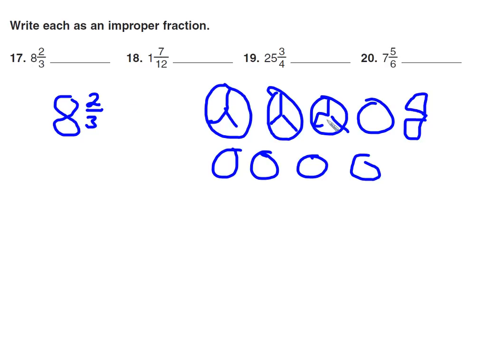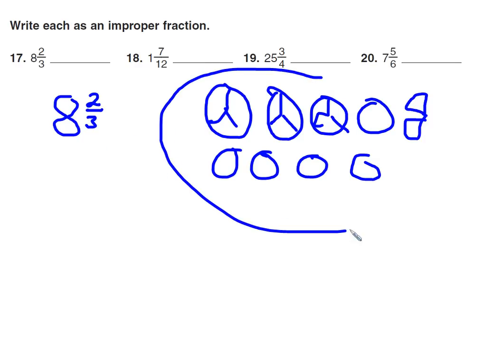I can say 8 times 3, right, and get my number. 8 times 3 is 24. Then I have these 2 more here. 24 here represents 24 pieces, and 2 more plus 2 would be 26. So it's the whole number times the denominator plus the numerator. This is 8 times 3 plus 2 more. 8 times 3 is 24 plus 2 more is 26. So 26/3.